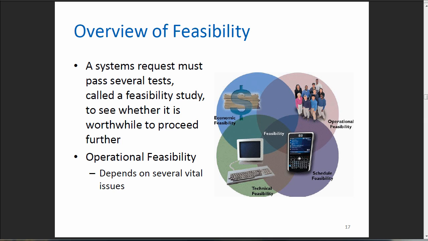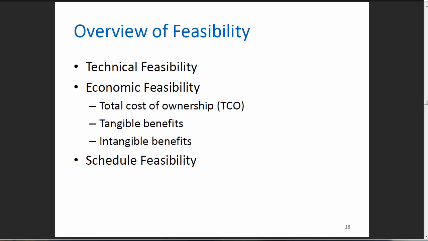So you have to set that expectation of, hey, you want this done in a month, but if you want it done in a month, I'm not sure even 20 programmers could get it done in a month. So a lot of times when the time is limited, the cost skyrockets. So feasibility depends on several vital issues. Those are the issues. Technical feasibility, again, can we do it? Economic feasibility, do we have the money to do it?